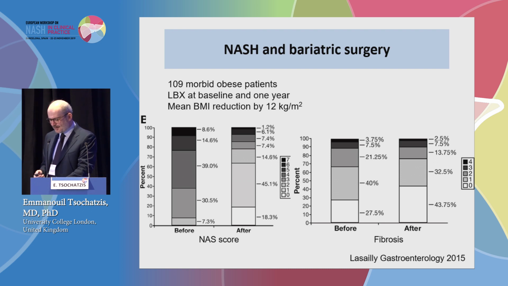And these are results with bariatric surgery. Of course, the effect there is more dramatic. You can see that patients lost 12 kilograms per square meter of BMI. But what is quite important is the reduction in the NASH score, but also the significant reduction in fibrosis. You can see that before, for instance, 27% had F0. This is 45% a year after the bariatric surgery. So very, very important data, and very important to insist as much as possible on lifestyle changes in these patients.